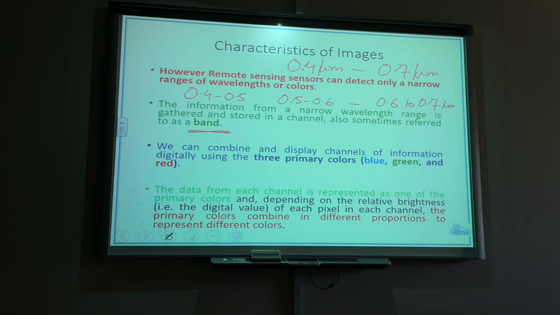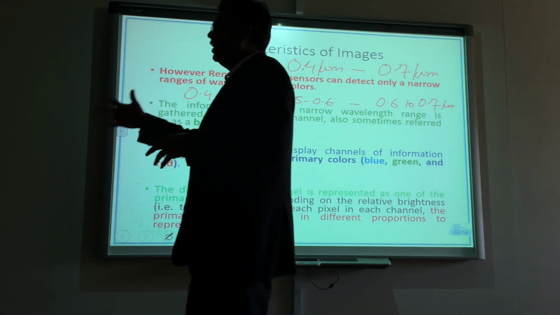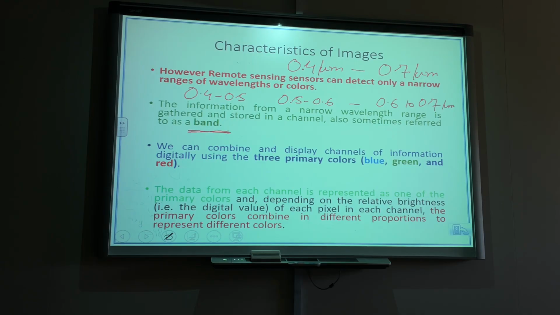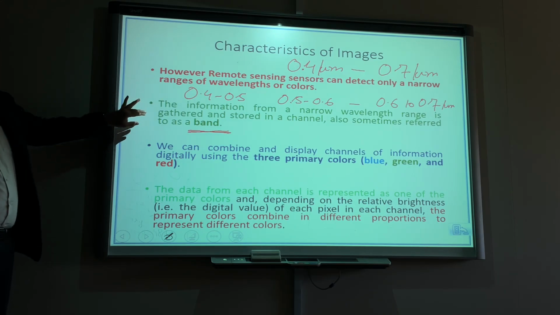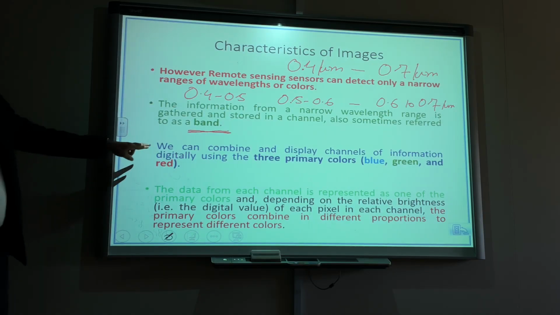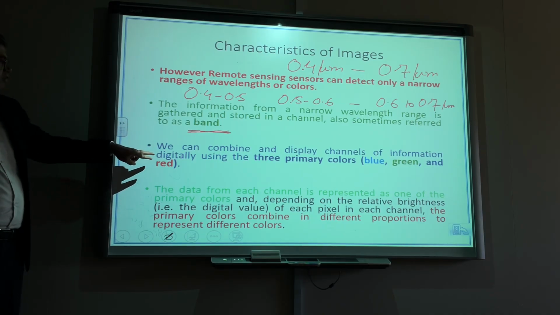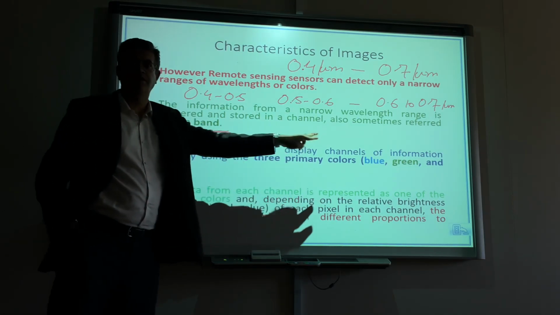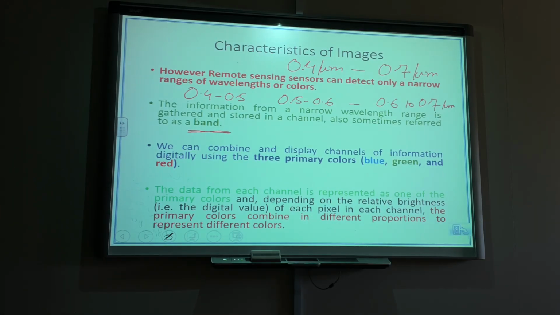When we talk about how many bands there are in a particular satellite image, someone says there are 7 bands. What does that mean? The image has been acquired in 7 different ranges of wavelengths from the entire electromagnetic spectrum. Okay? The information from a narrow wavelength range is gathered and stored in a channel, sometimes also referred to as the band. We can combine and display bands or channels of information digitally using 3 primary colors: blue, green and red. Any software we use to create a colored image will have the 3 bands, blue, green and red. Okay?